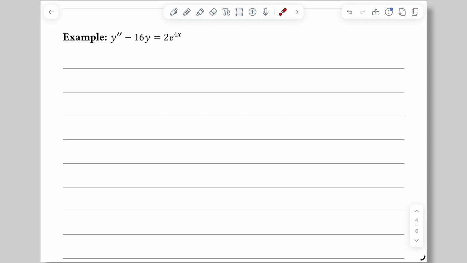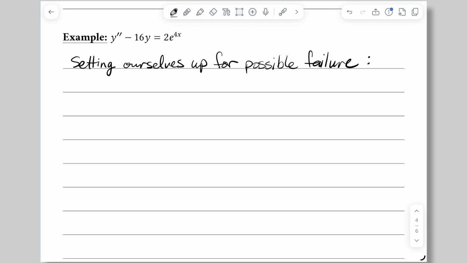Still looking at the superposition approach, our differential equation is y double prime minus 16y equals 2e to the 4x. And what we're going to do is set ourselves up for a possible failure. It's really easy to do. All you do is you neglect finding the complementary function first.